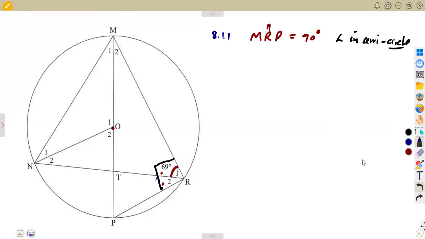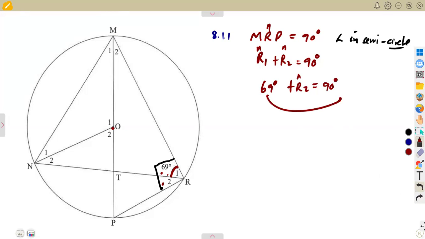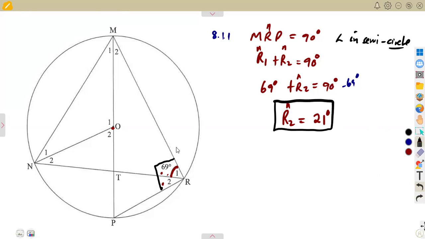So if this angle is 90 degrees, therefore I can calculate angle R2, because if I add angle R1 plus angle R2, that is the one that we are referring to as the 90 degrees, and R1 we have, which is 69 degrees. So 69 plus angle R2 must give us 90 degrees. So I simply have to subtract on this side. Our angle R2 is equal to 90 minus 69. So you're going to subtract 69 degrees. 90 minus 69 is going to give us 21 degrees at the end. So this is our angle R2.